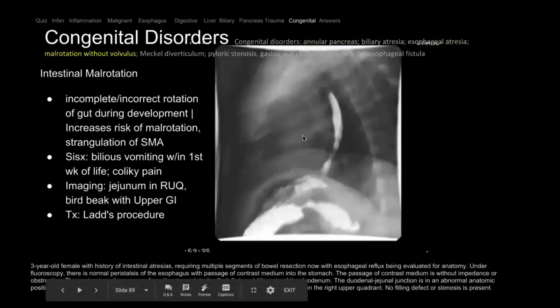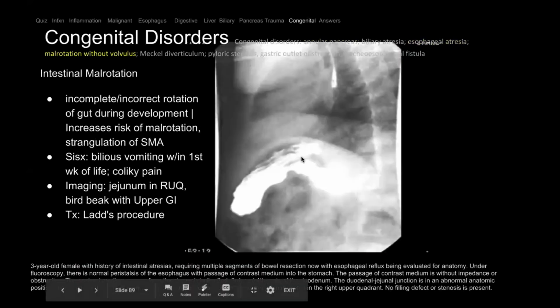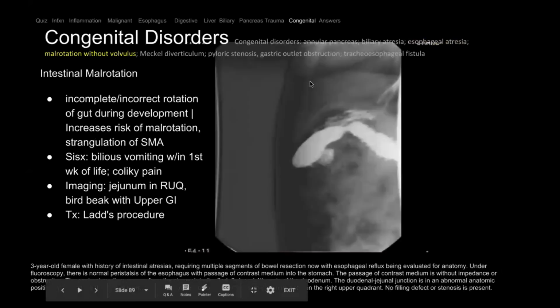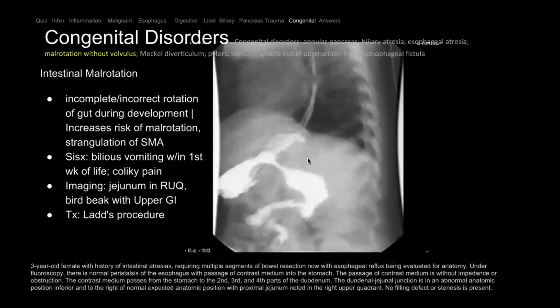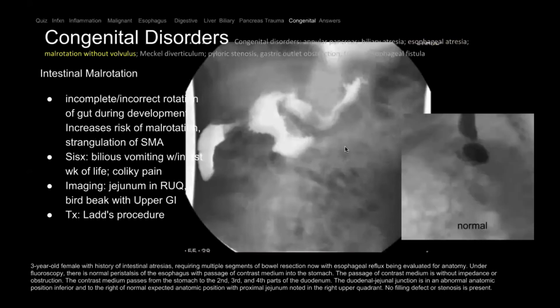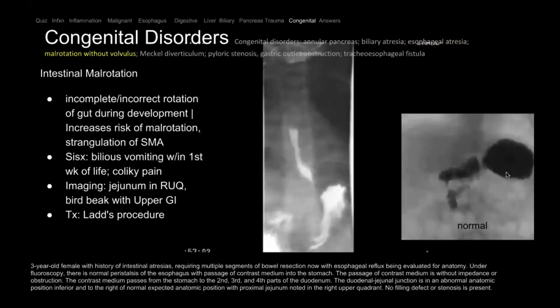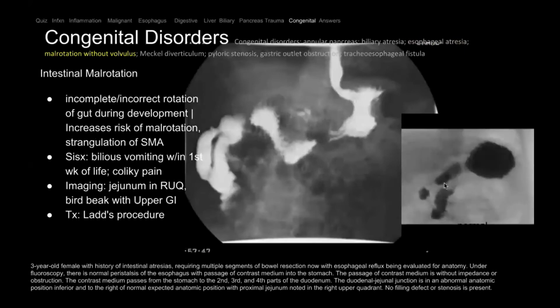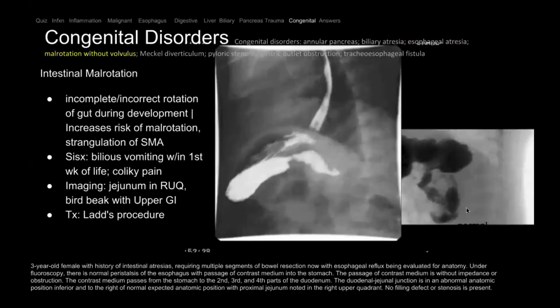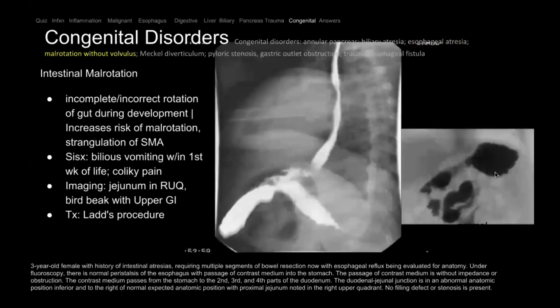Here is an upper GI in a young child, and what we are looking at is normal. This is the normal upper GI in a child. The gastrojejunal junction should be in the left upper quadrant, which is what we see here, right? The bowel goes to the left side.